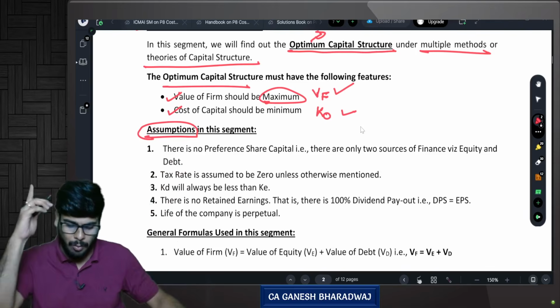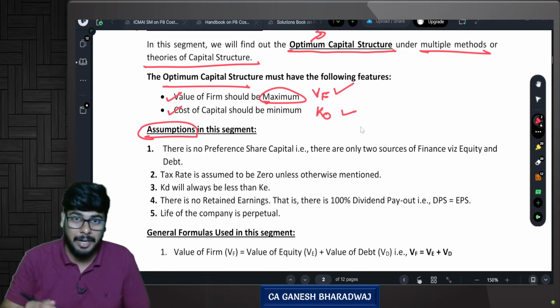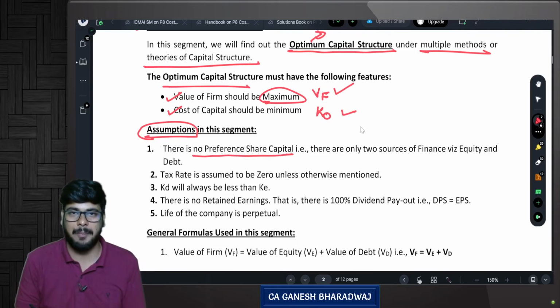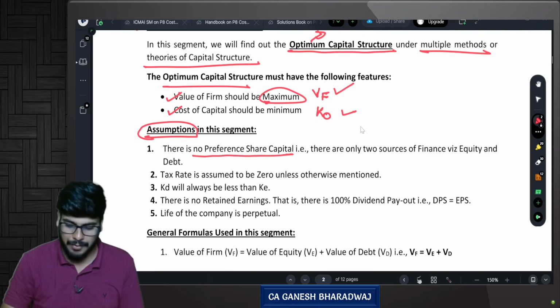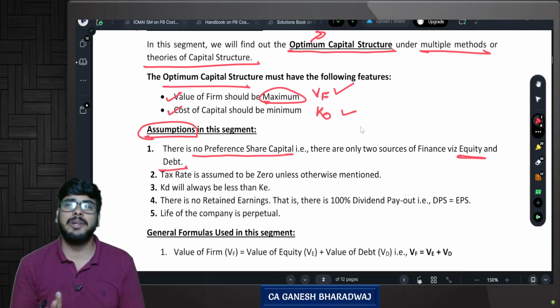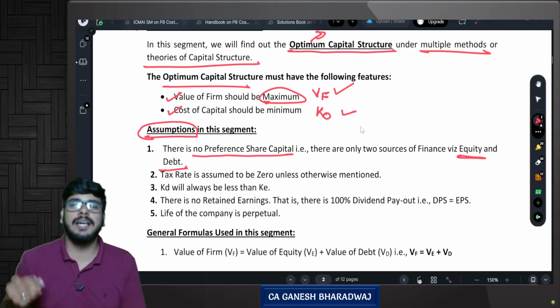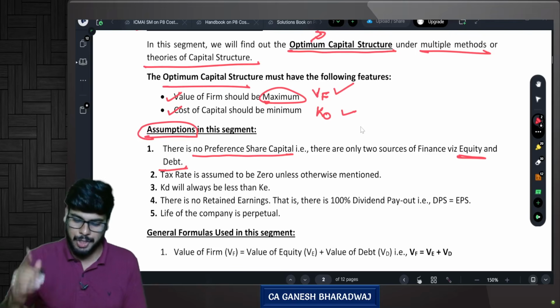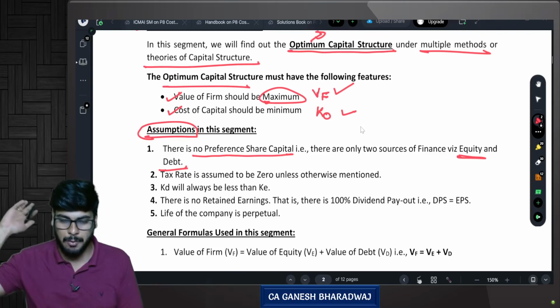Don't extend the logic. What they are saying is, for the purpose of capital structure theories, there is no preference share capital. There are only two sources of finance, which are equity and debt. Please don't ask me why, sir. Just now we read that preference shares exist, but these people are assuming it like that. They have done their research based on the assumption that there are only two sources of finance, which are equity and debt.